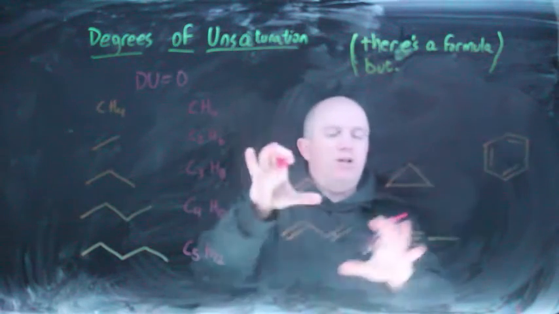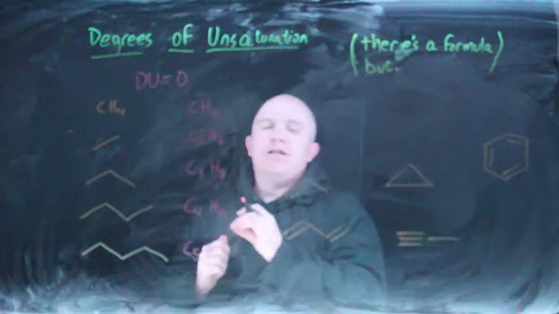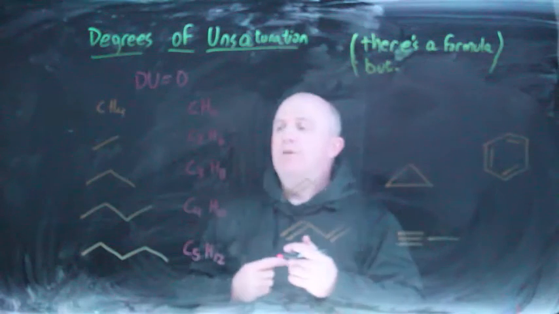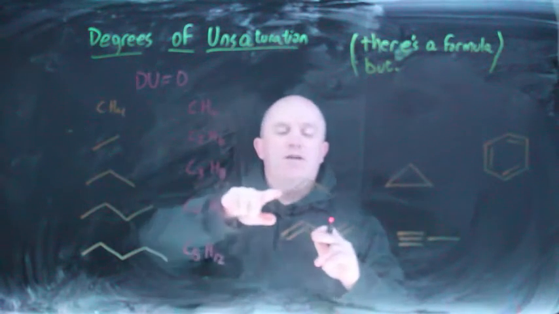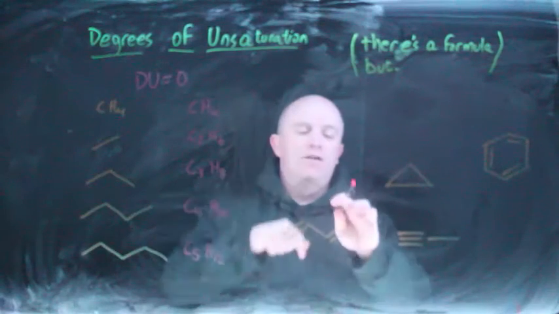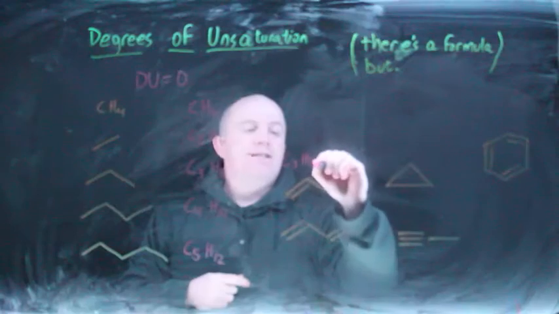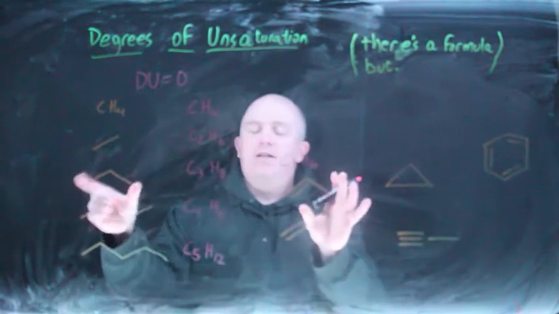Meanwhile, all of these molecules here have double bonds or rings. They will end up with degrees of unsaturation that are higher than 0. They're going to be at least 1. They're going to be unsaturated in some form. So this molecule right here, how many hydrogens does he have? Well, he has 2 right there, 3, 4, 5, 6. So this is C3H6.